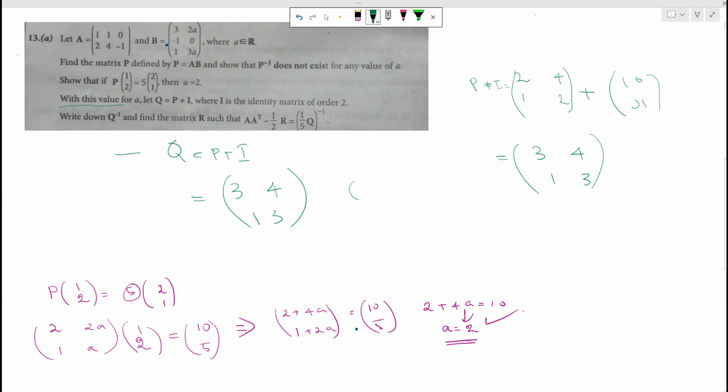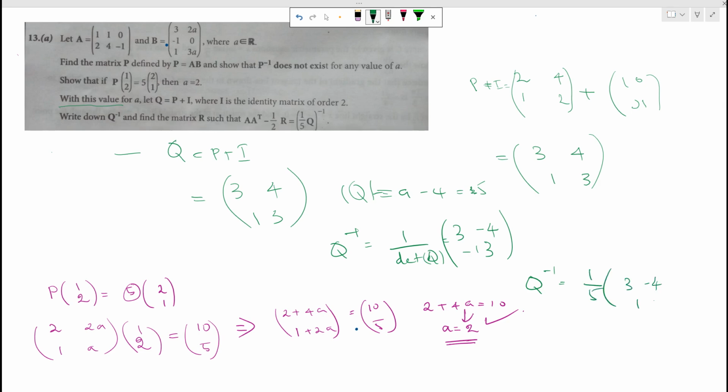For that we have to find out the mod of Q, which is the determinant of Q. So 3 times 3, 9 minus 4, which is equal to 5. So now Q inverse is equal to 1 over the determinant of Q into, you just interchange these numbers, then minus 4, minus 1. So Q inverse is equal to 1 divided by 5, 3 minus 4, 1 3.